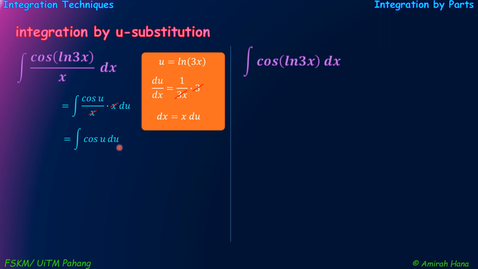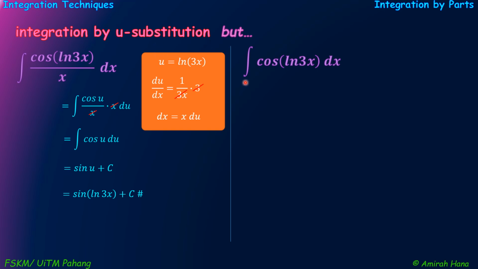This means that we succeeded in using u substitution. From here, we can integrate, and we have a direct formula. Integration of cos x dx equals sin x plus c. So when we integrate cos u du, it equals sin u plus c. The final step is to replace back u equals ln 3x. So this is the final answer: when we integrate cos ln 3x over x dx, the answer equals sin ln 3x plus c, and we integrate using u substitution.